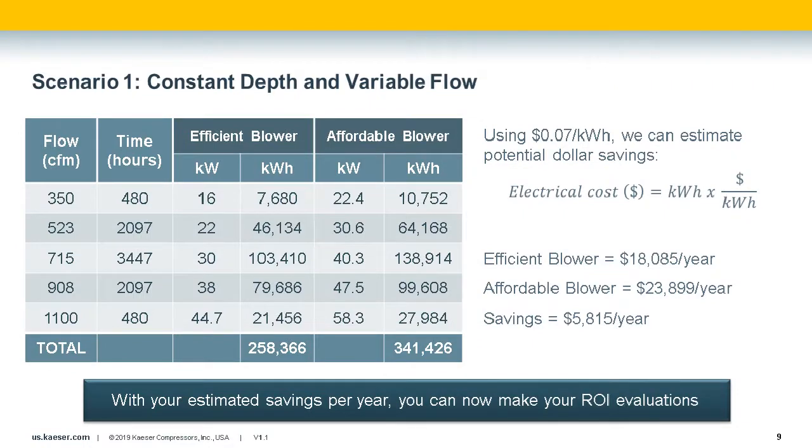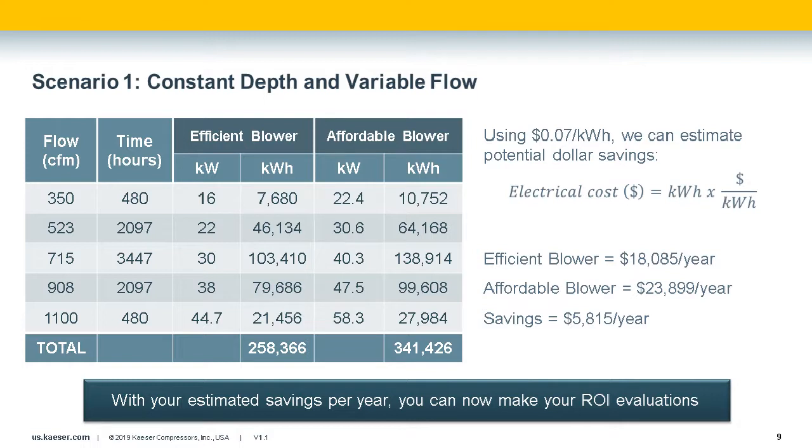So now, having solved for kilowatt hours for each of the 5 data points and for both machines, we can do a summation of the kilowatt hours. This total can be seen under efficient blower, which is 285,000 kilowatt hours, and for the affordable blower, which is 341,000 kilowatt hours. So the efficient blower tips the scale at 24% fewer kilowatt hours, which is a significant number.